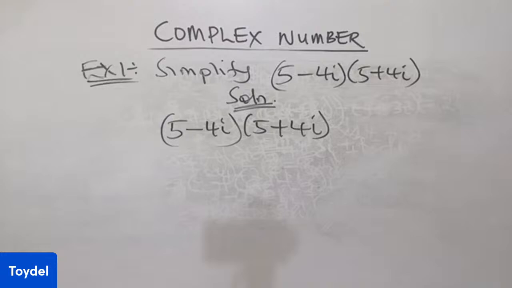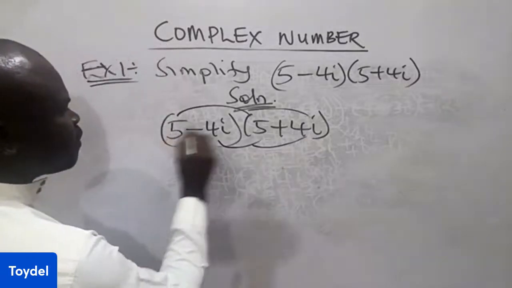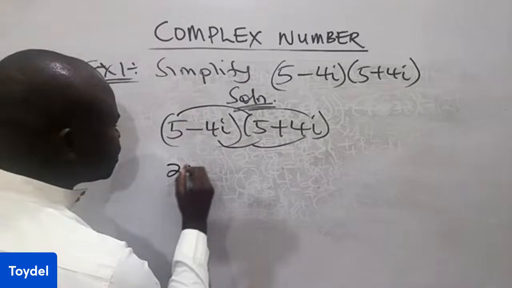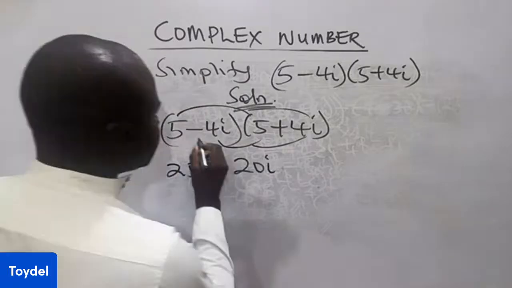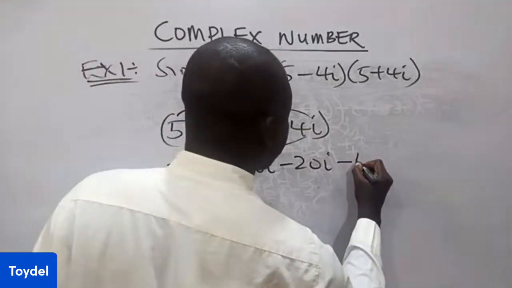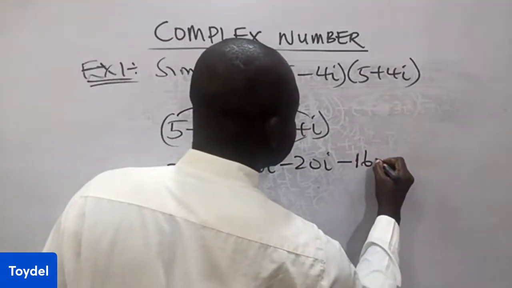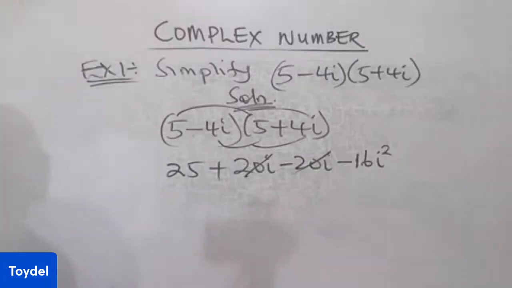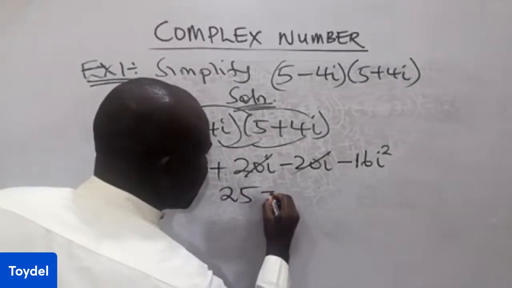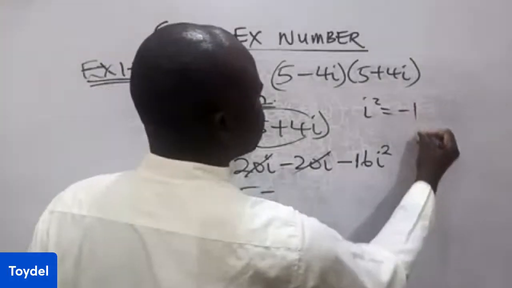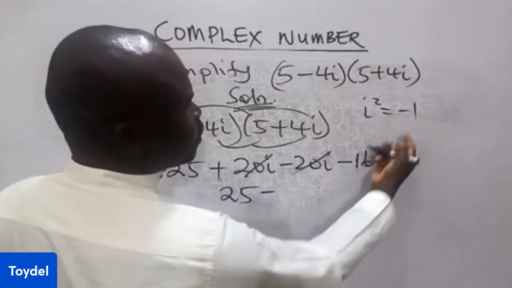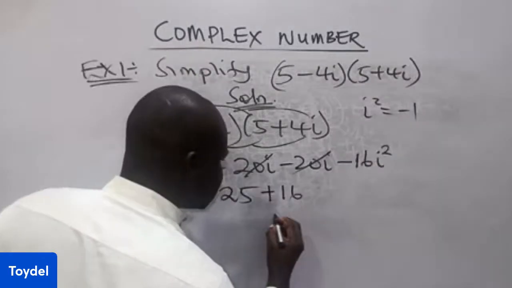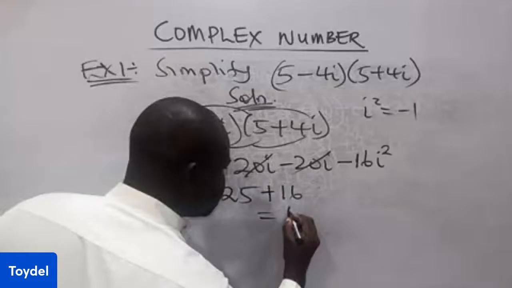5 will multiply these two, then 4i will multiply these. So we have 5 times 5, 25, plus 5 times 4, that's 20i, minus 5 times 4, minus 20i. Then minus 4 times 4 is 16, and i times i is i squared. So that's what we're going to get. 20i minus 20i cancels. At the end of the day, we have 25 minus 16 i squared, and by formula i squared is equal to minus 1. So minus times minus here will be plus. We have plus 16. Then at the end of the day, we realize that our answer will be 41.